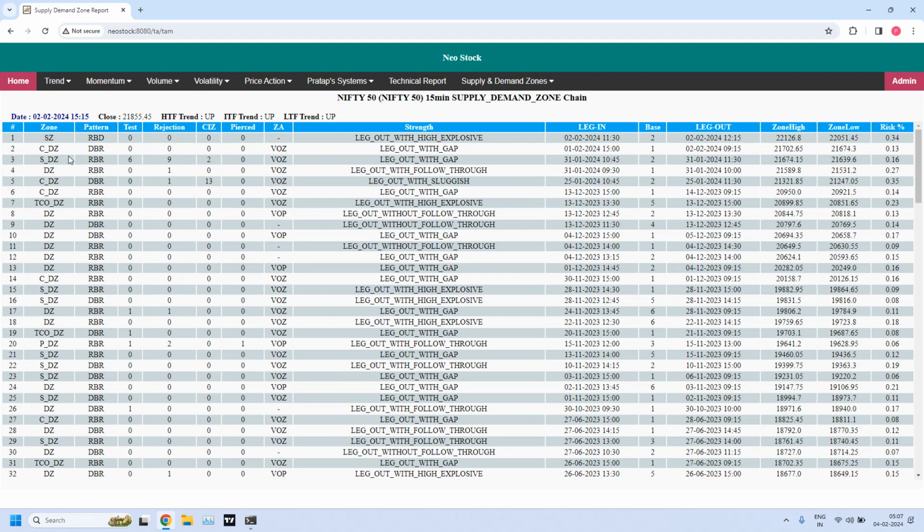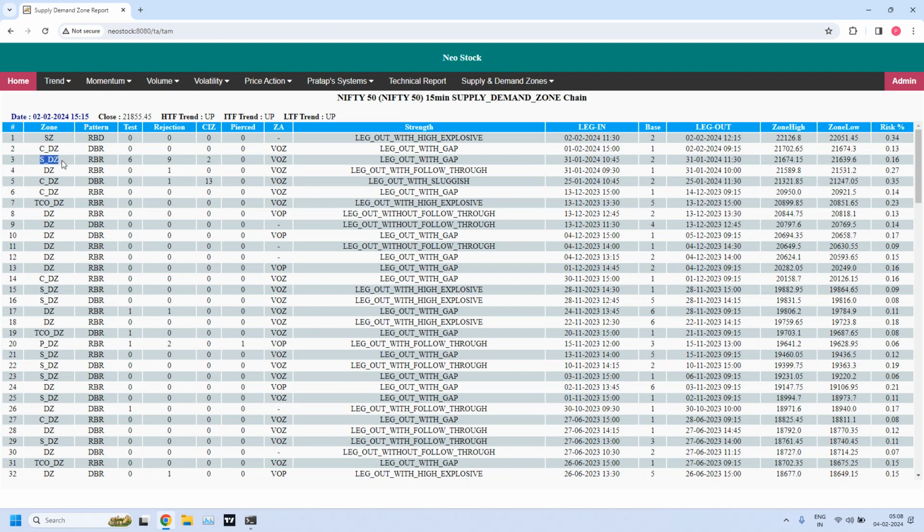And in 15 minutes, one supply zone is already there, recently created. Probably this would have been created on Friday. Yes, on Friday, this new 15 minute supply zone is created. But how strong it is, how long it is going to withstand, we don't know. The reason is below, there are 2 high liquidity zones.